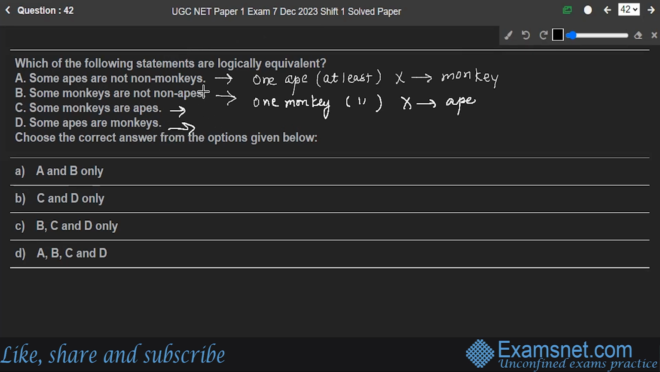And some apes are monkeys. Again, the same thing. See the logical equivalence. These statements are equivalent. All of them, in my thought, are equivalent because they all convey the same information about the potential overlap between the monkeys and the apes. While statements C and D explicitly express overlap, because if some monkeys are apes, then obviously some apes are monkeys, whereas your A and B options do so by negating non-apes and non-monkeys. So I think all four statements are logically equivalent, meaning they share the same truth under any interpretation of the categories of apes and monkeys. So all four, option D, is the right answer.